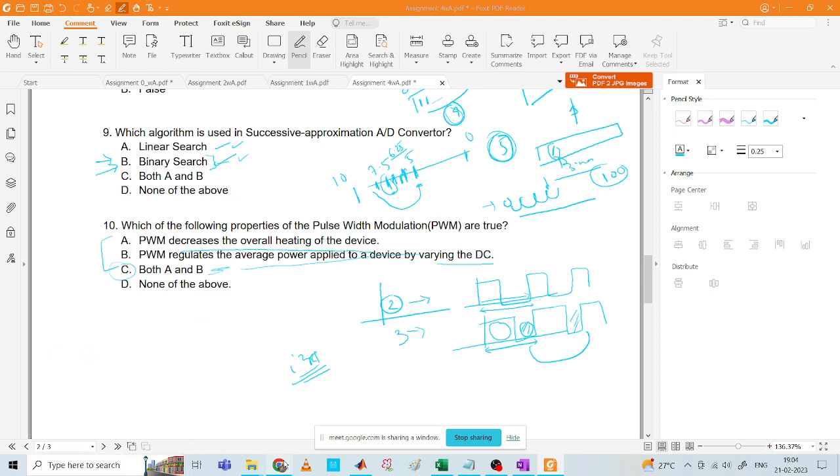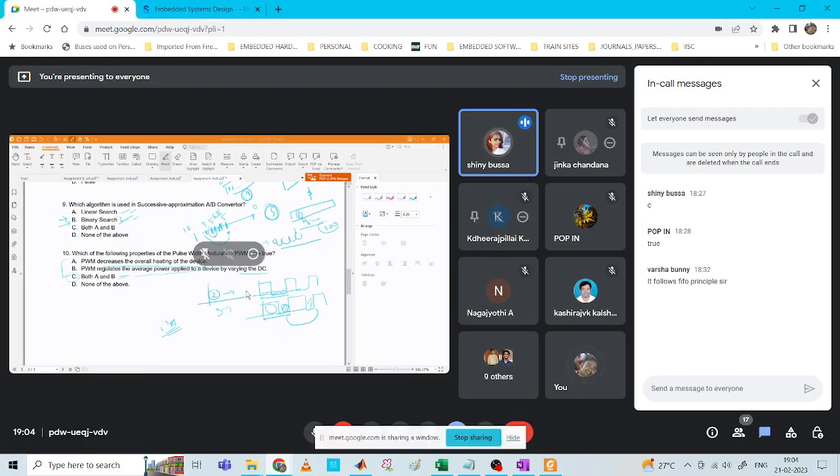Any questions, or should I repeat? Let me know. Sir, if we decrease the amplitude, then only it will try to reduce the heat of the device. I didn't understand, like PWM will decrease the heat if we reduce the width of the pulse? Yes, it will. Even if you decrease the width of the pulse, there are places where there is no pulse, right? Because it is 1010. The places where it is 0, you are not consuming any power. So the overall heating is less. Okay, sir.